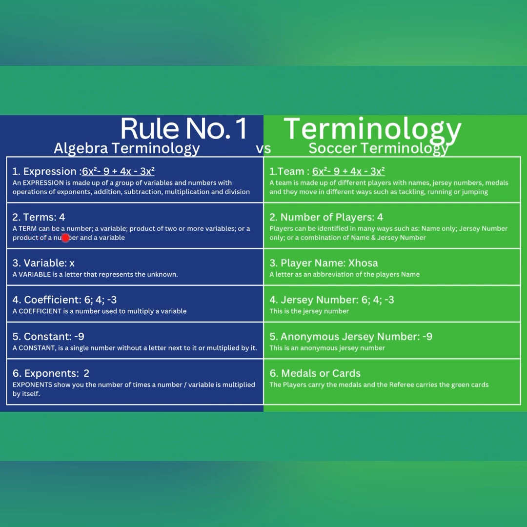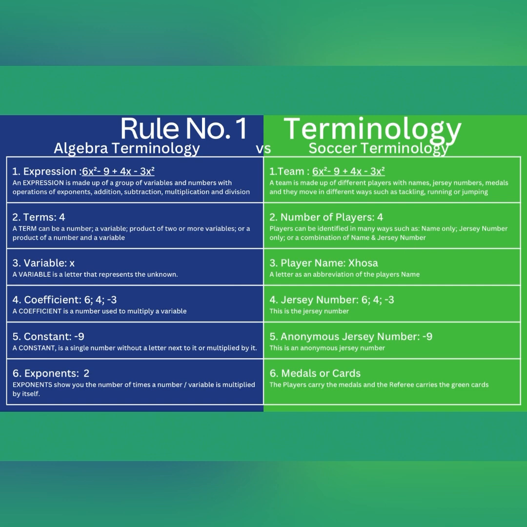Number 2, terms. A term can be a number, a variable, a product of two or more variables, or a product of a number and a variable. In our expression, we have 1, 2, 3, 4 terms. And terms in soccer are called the number of players. Therefore, we have 4 players. Players can be identified in many ways, such as the name only, jersey number only, or a combination of a name and a jersey number.